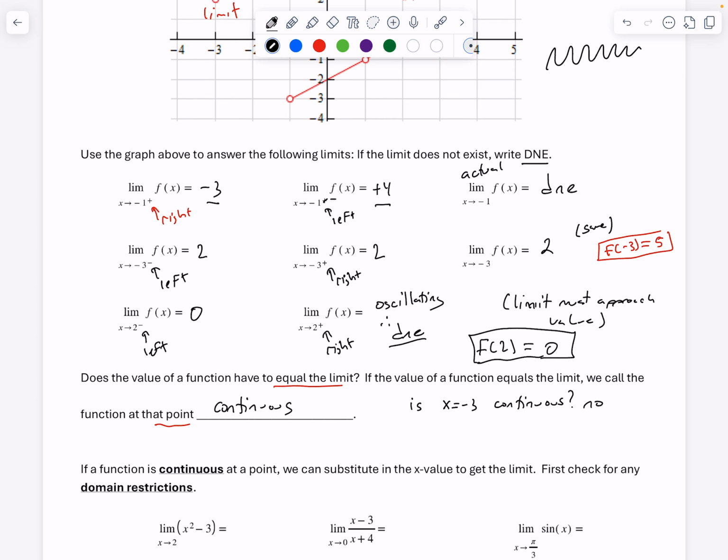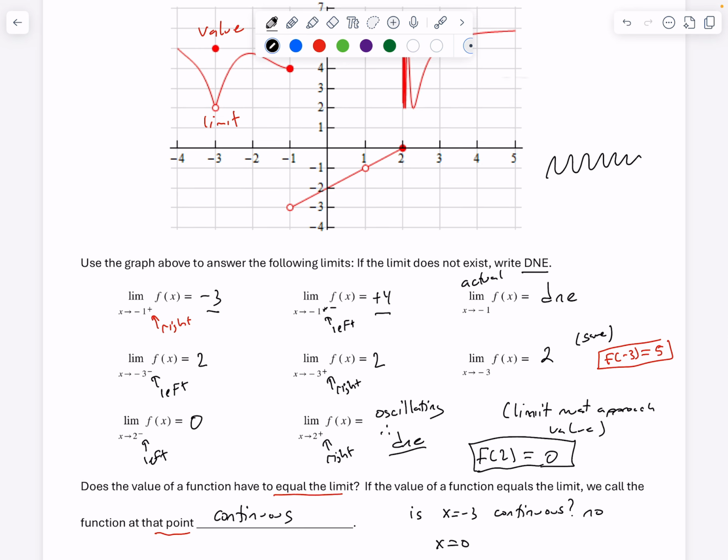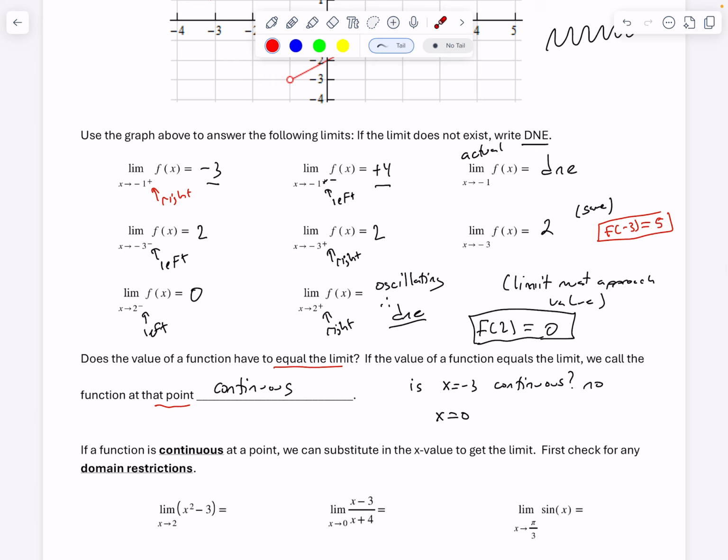But let's take a look. What about x equals 0? So let's look at x equals 0 now. Well, if we look here at x equals 0, our line is approaching -2, and the value is also -2. So I'm approaching what the value is. So at x equals 0, the answer would be yes, simply because the limit is the same as the value.